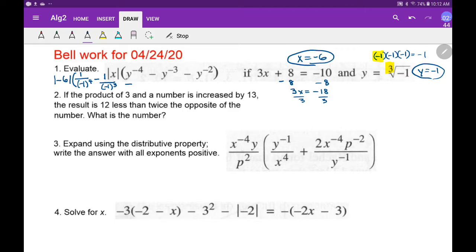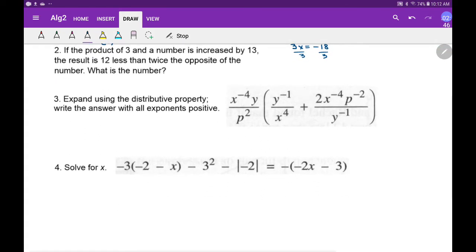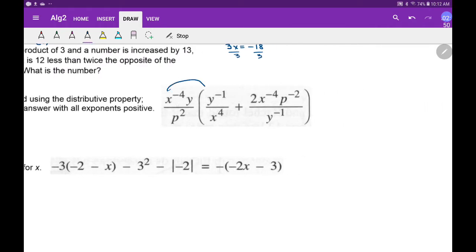Either way, expand using the distributive property, and I guess I will let you do the first one here, and I'll do the second one. Maybe I'll do a different colored arrow for that. Here's, oh, didn't change. Try this one. Okay, and I'll have you do that one.